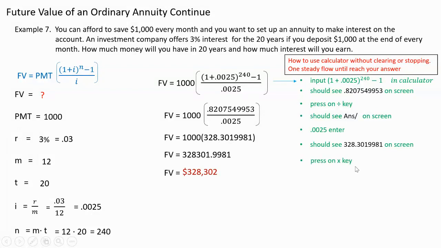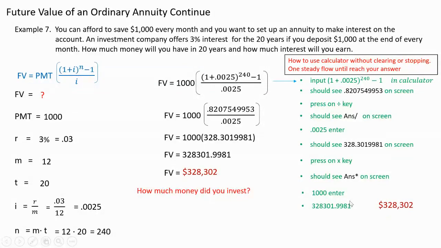Then you're going to hit the multiplication key. Then you multiply that by 1,000. Once you press the times key, you're going to see answer times, and then you put 1,000, and that's what you get. We get the same thing.